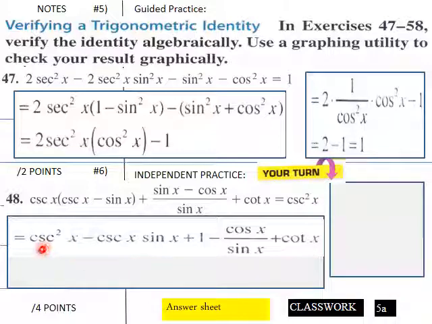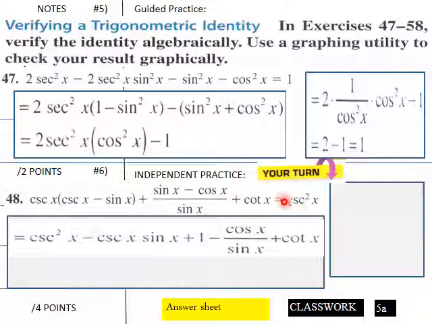So cosecant squared x minus cosecant x sine x plus 1 minus cosine x over sine x plus cotan x. So cosecant x minus sine, we're going to just put our negative sign out here, negative cosine x sine x plus 1 minus cosine x over sine x plus cotan x. This becomes 1 minus cosine x over sine x because of this here, 1 minus that, and then we're going to add our cotan x here.